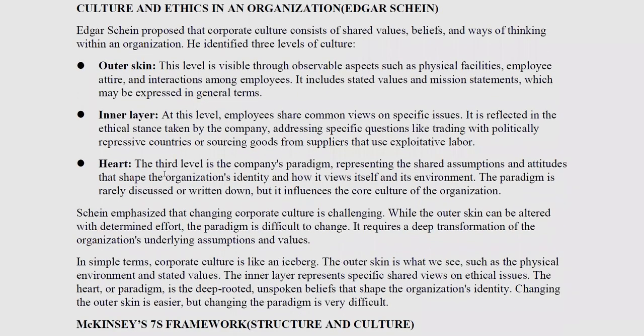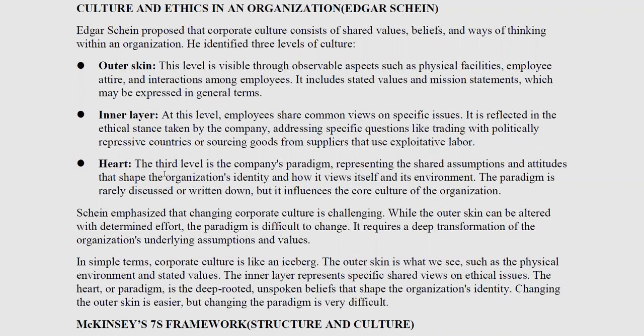Okay, and this one was proposed by Edgar Schein. He proposed that corporate culture consists of shared values, beliefs, and ways of thinking within the organization. So he also identified 3 levels of culture. The outer skin, which is the visible ones we saw. So you can still apply these ones. In case they don't give any specific model, then you may apply the culture web, but if they give a specific model, it may be this or the types of culture, whichever fits.